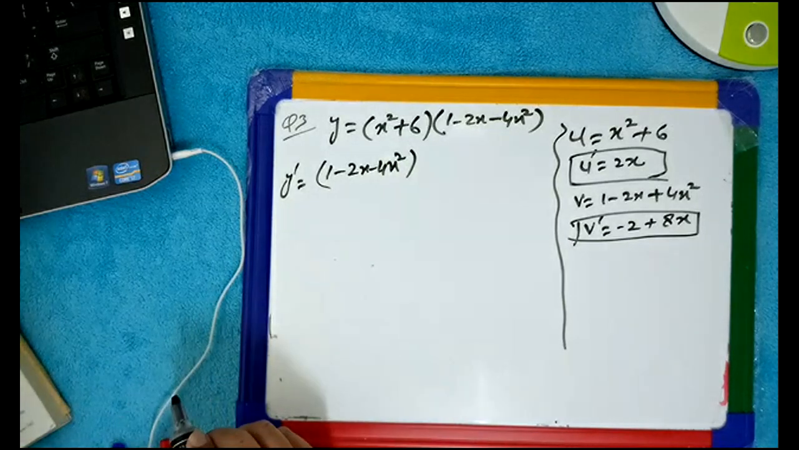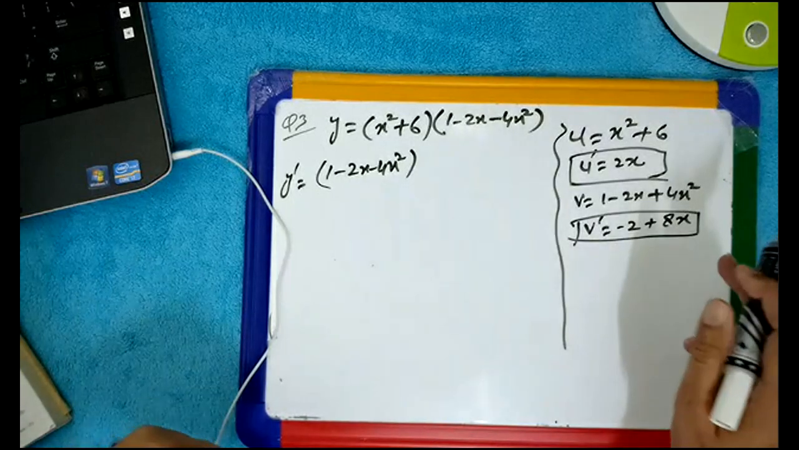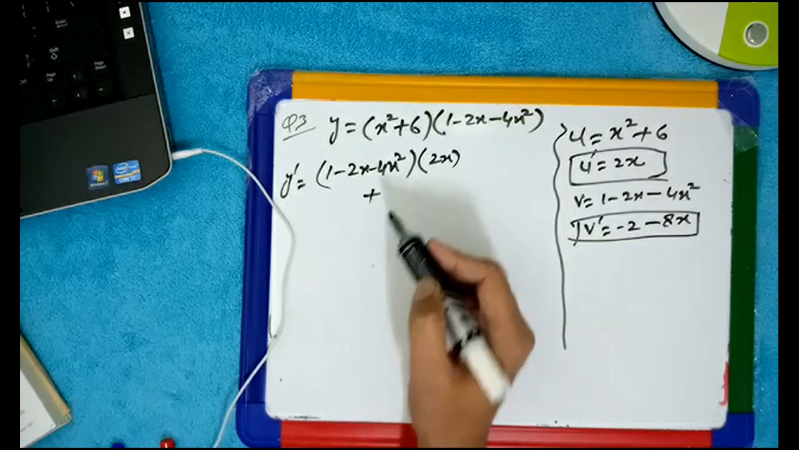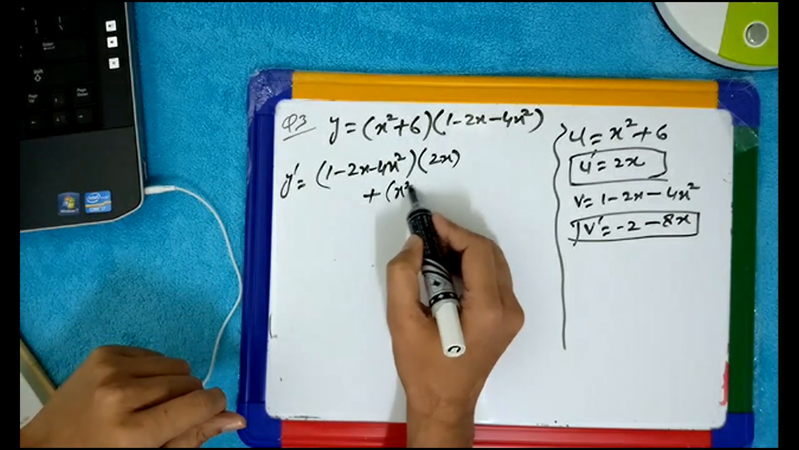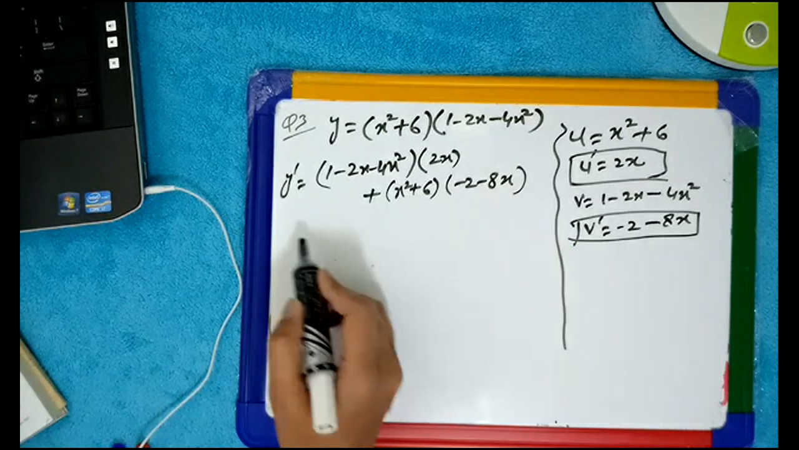Then multiplied by? It's plus 4x squared. Oh, wait, you wrote it there wrong, I think. I have to make the correction over here. Okay, and then you multiply by 2x. Next, x squared plus 6 multiplied by 2 minus 8x. Minus 2 minus 8x. Right? Good.